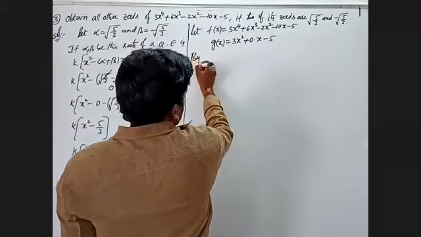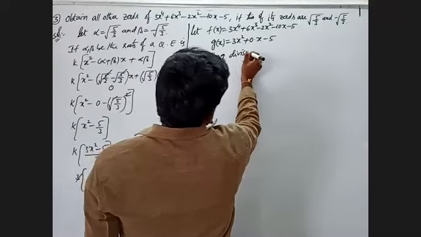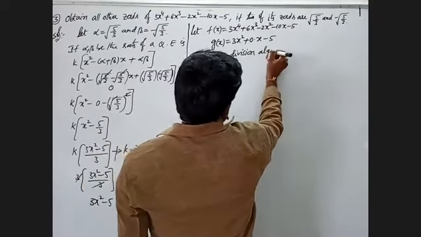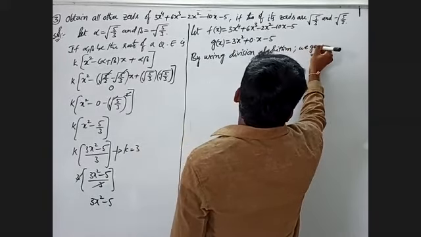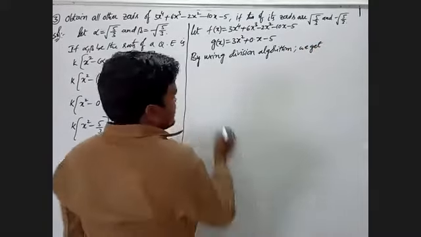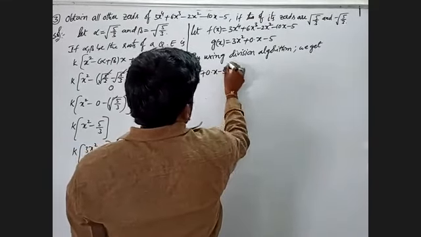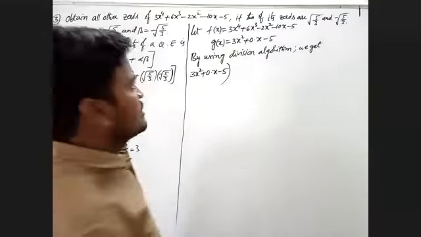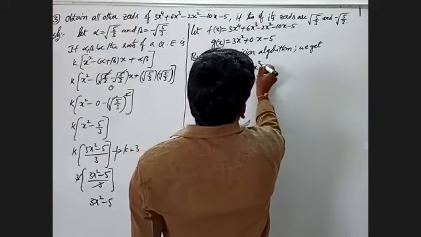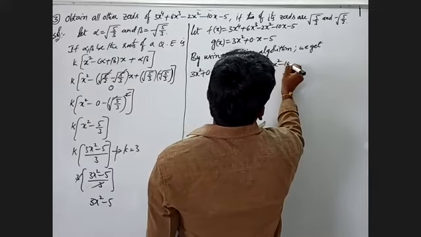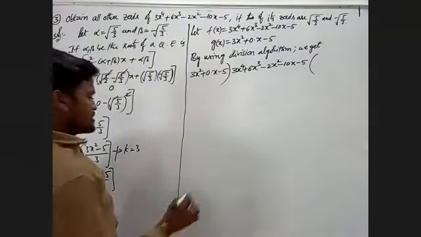By using the division algorithm, we get what I have written: 3x square plus 0 into x minus 5 divides 3x power 4 plus 6x cube minus 2x square minus 10x minus 5. First, I will take step 1.